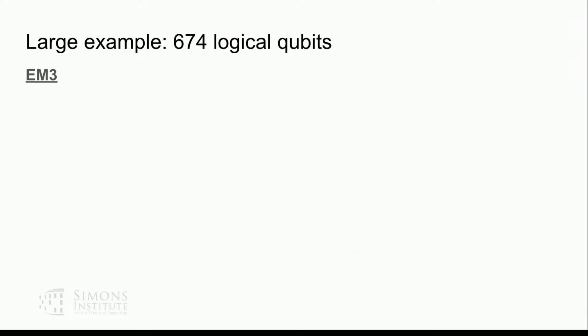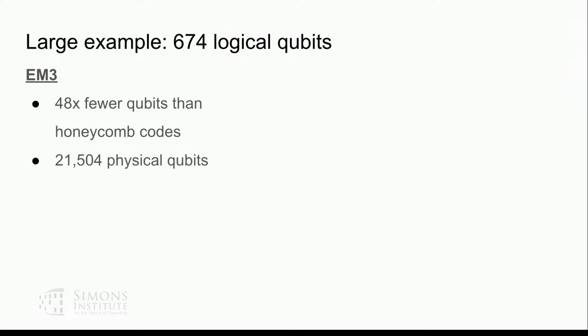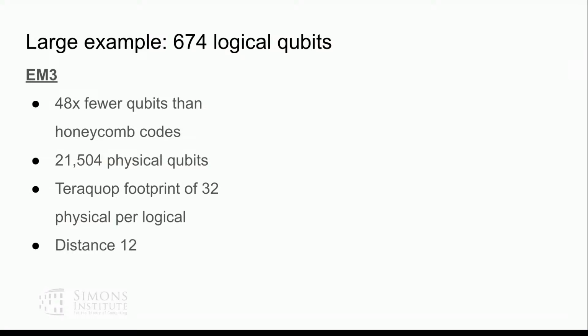And then just a large example, I won't show you the plot, but essentially, in the larger system sizes we constructed, we can obtain around a 50 times improvement over honeycomb codes using around 20,000 physical qubits. And to obtain a teraquop regime, where you can implement, say, 1 trillion logical idling gates, you only need around 32 physical qubits per logical qubit.